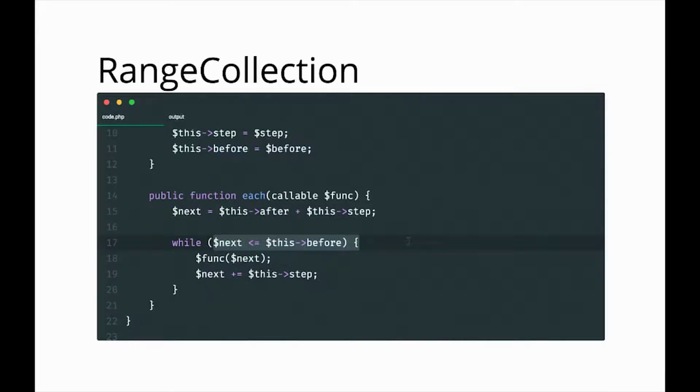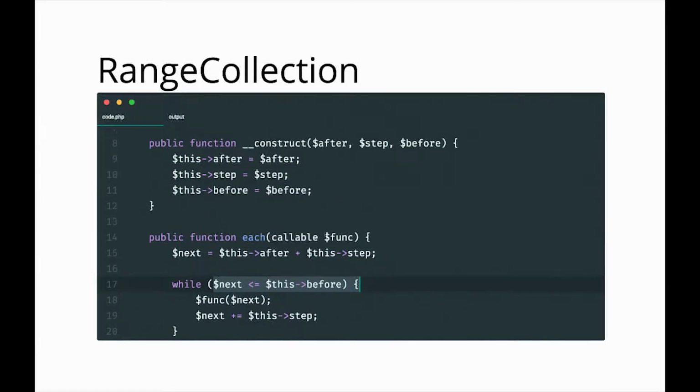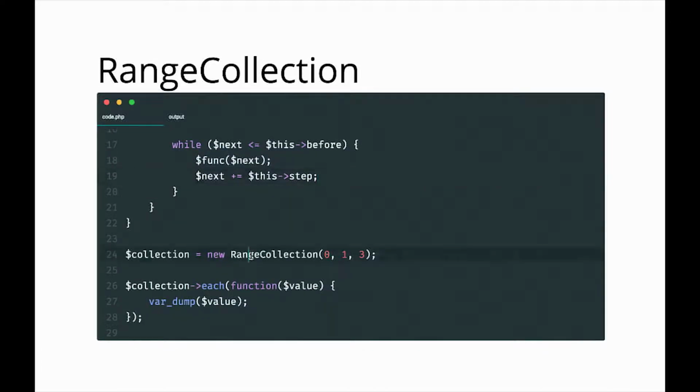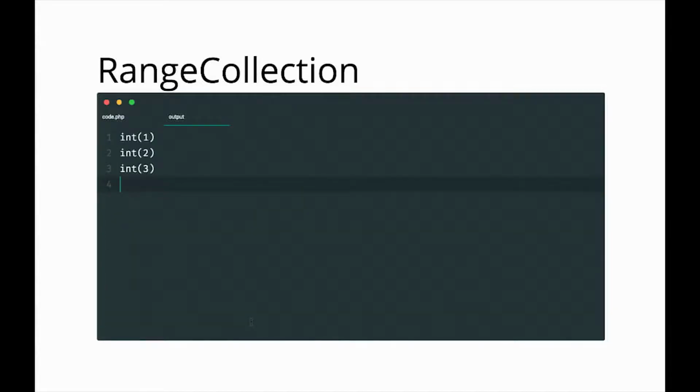It's a slightly more obscure implementation of a collection, but because it has this each method, and because that accepts a function to map over each of the values or to execute on each of the values, it still has the same operations and rules. We define it in a very similar way, we use it in a very similar way, and when we execute it, we see the values we expect.